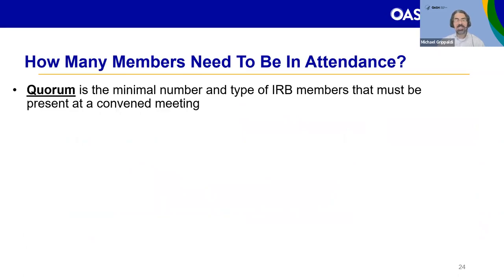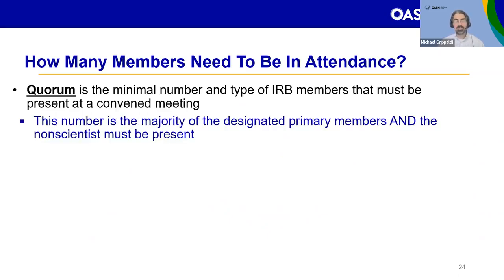So in order to have an official convened IRB meeting, we have to have quorum. And quorum is going to be your favorite word or your most hated word. Quorum is the majority of the designated primary members and the non-scientists. This means that quorum is not reached if there's either a minority of the primary members or if the non-scientist is not present. Bear with me as we'll have a little bit of math. I know that's not everybody's favorite subject, but this is kind of arithmetic and I think we can get through it. So to calculate the majority of the IRB members, it depends on whether you have an odd or even number.